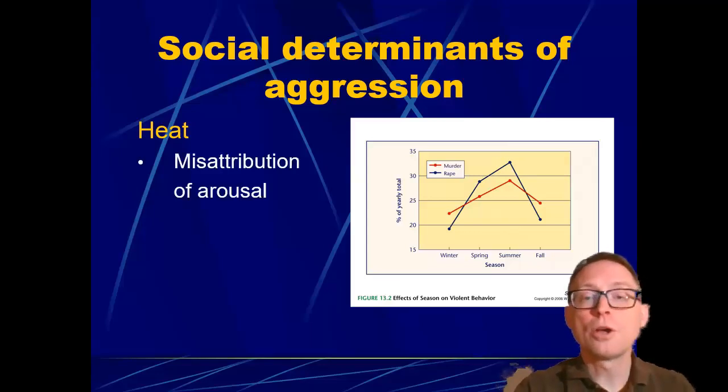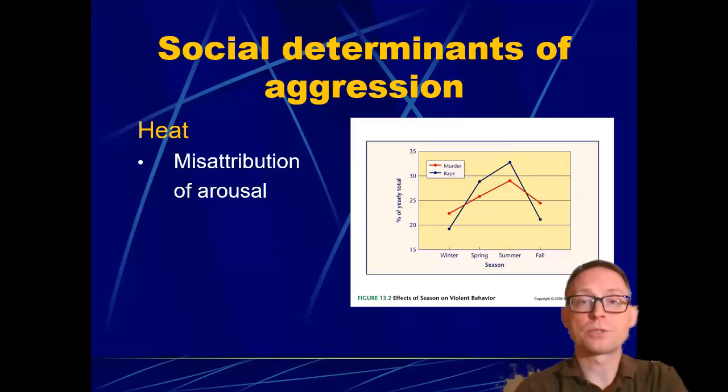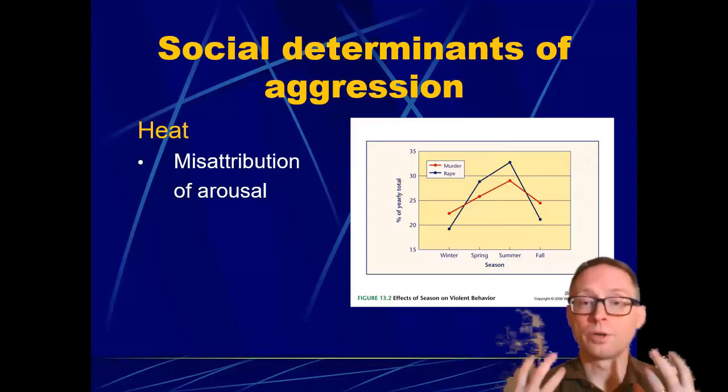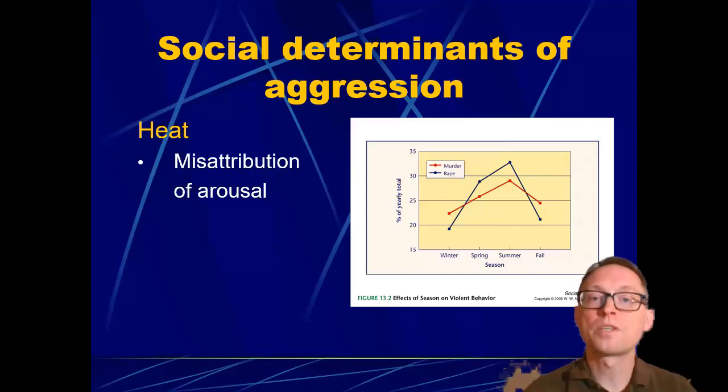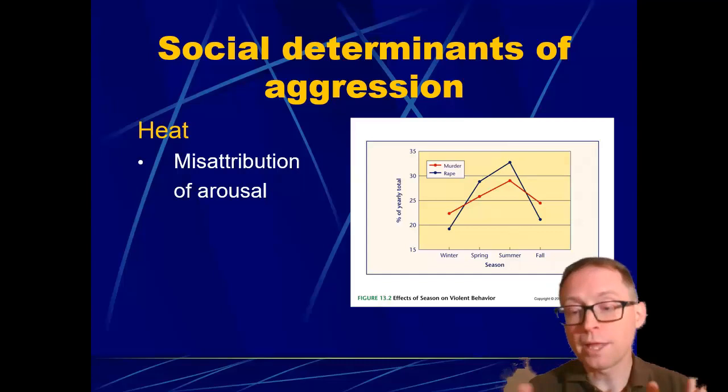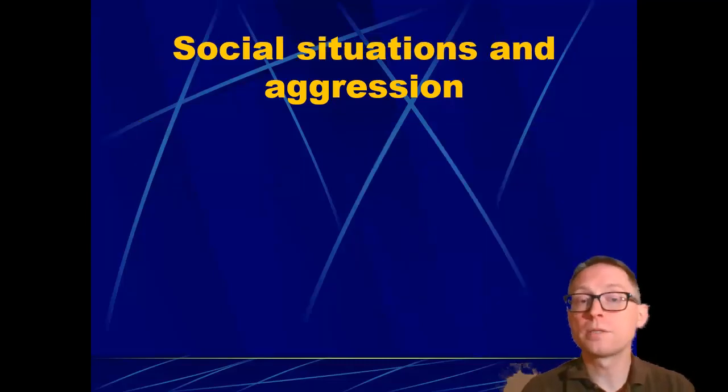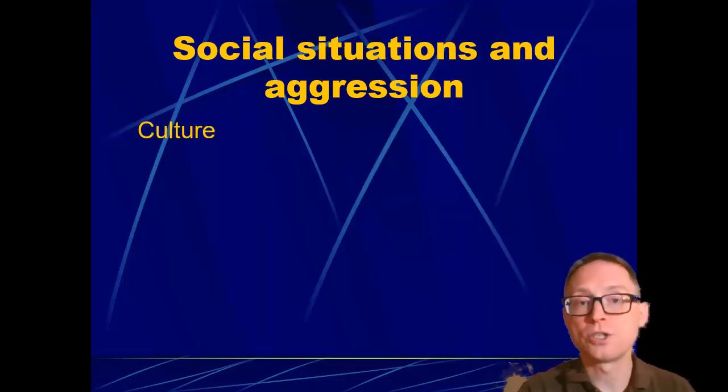It could also be an idea of misattribution of arousal. It could be that the discomfort, the arousal from being hot, leads to somebody feeling like they're angry, and therefore they act aggressively. So that is a possibility. We're not sure because this is a correlational situation.